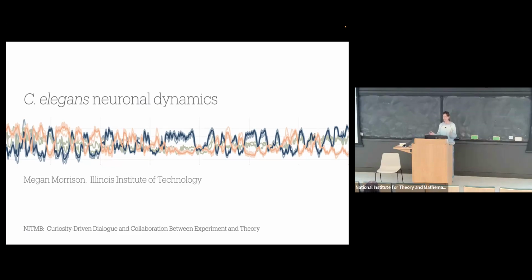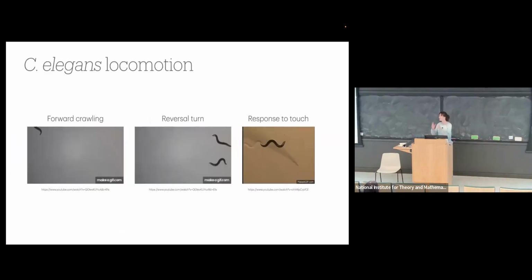So I work on trying to model C. elegans neural dynamics. C. elegans are these small worms. They're about 1 millimeter long, and they only have 302 neurons. And with that small set of neurons, they're able to produce a pretty wide variety of behaviors.